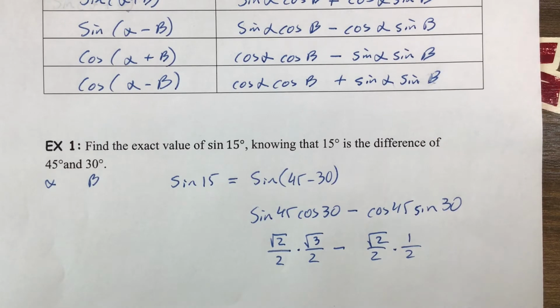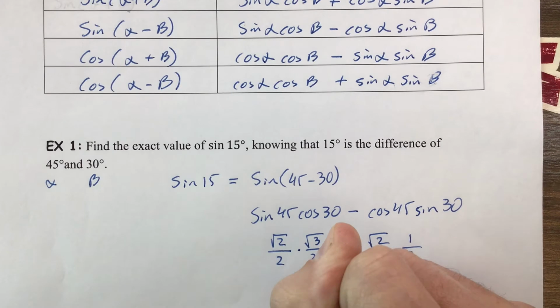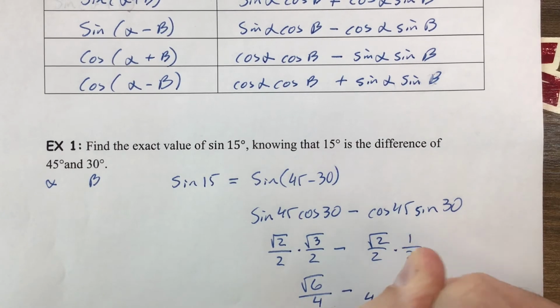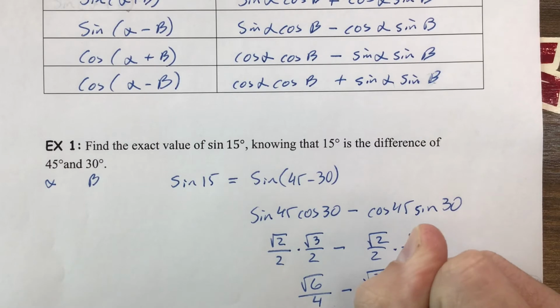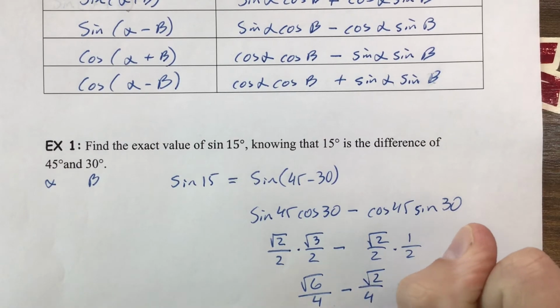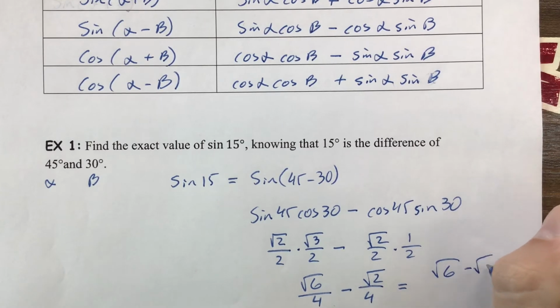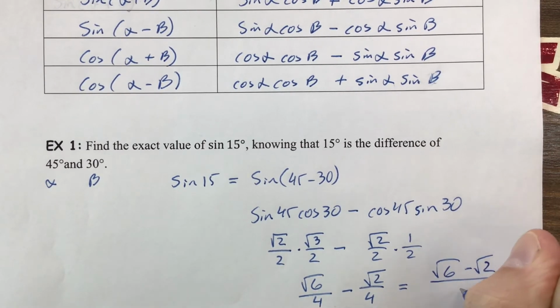Then if we multiply these together, square root 2 times square root 3 gives you square root 6. 2 times 2 is going to give you 4. Over here, you're also going to get a 4 as a denominator. And the square root of 2 times 1 is square root 2. So all together, you can simplify it this way: the square root of 6 minus the square root of 2, over 4.